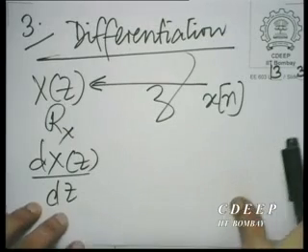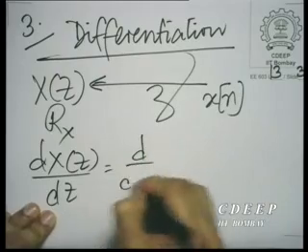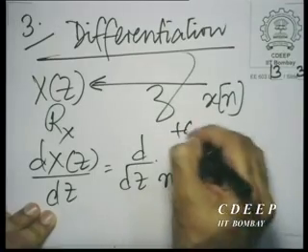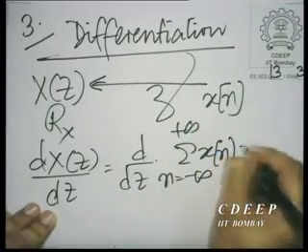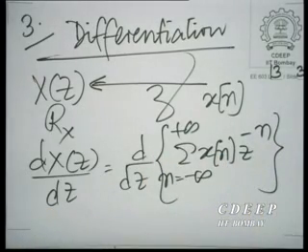Let us write down the expression. So dX(z)/dz is d/dz times the summation n going from minus to plus infinity x[n] z raised to the power minus n. Now let's assume that this derivative exists. If it exists, then we can evaluate the derivative term by term, if it exists and is analytic.